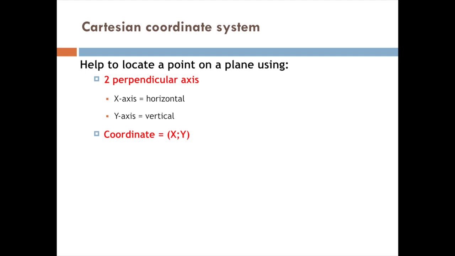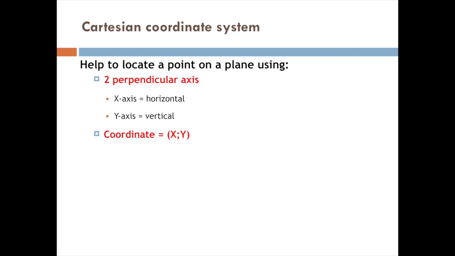It's pretty short. First, what's the point? It helps to locate a point on a plane. Plane, remember, is not the invention of flying up in the sky. No. A plane is a flat surface in geometry. And we're using two perpendicular axes. Very careful, two perpendicular axes, so they're separated by an angle of 90 degrees. The x-axis is horizontal and the y-axis is vertical.